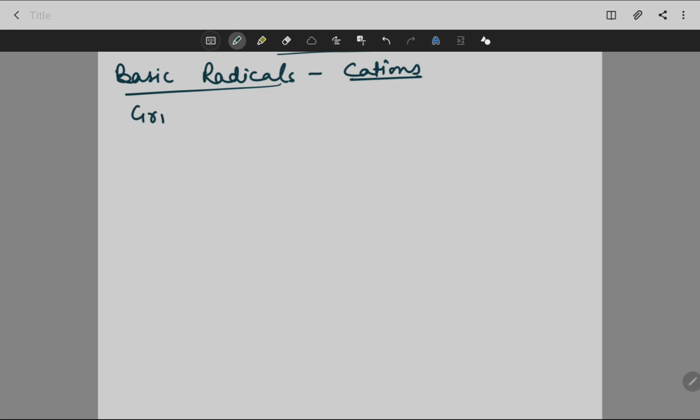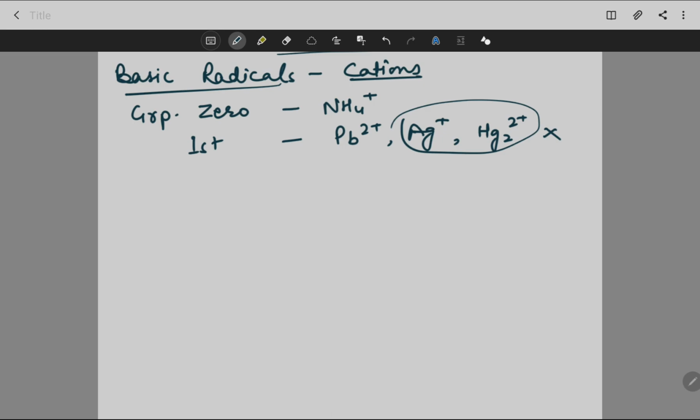They may be in group 0. The radical present in 0 group is ammonium. It may be the first group. It is lead, Pb2+, maybe silver also, maybe mercurous ion, Hg2 2+. But these two are not in syllabus, so we will focus only on lead here.